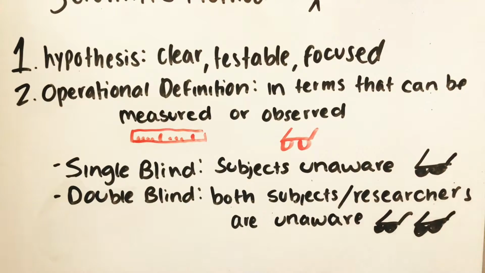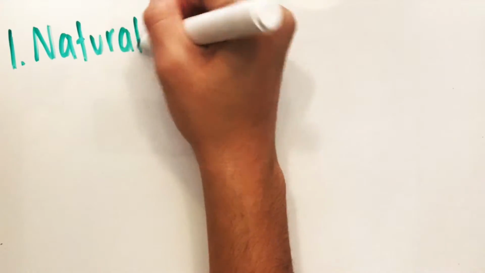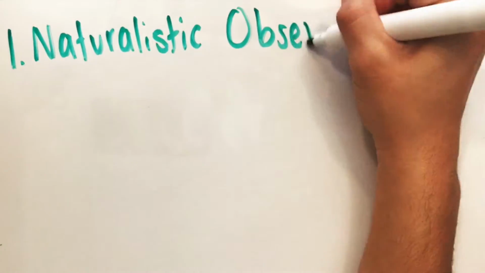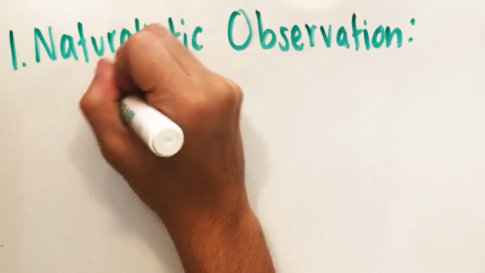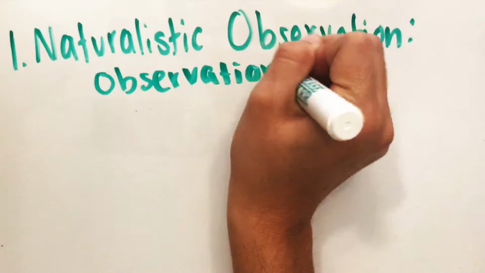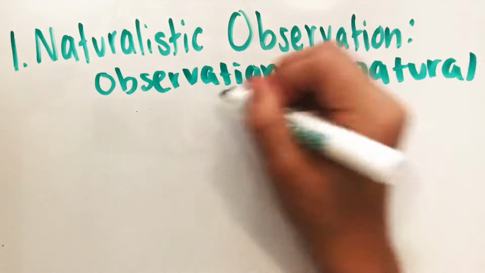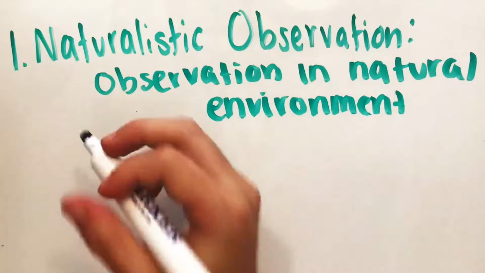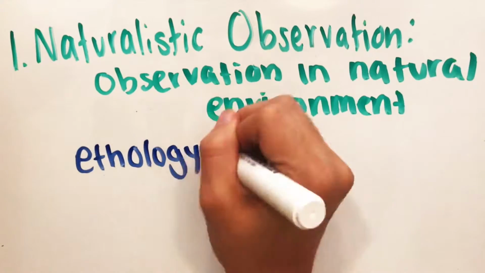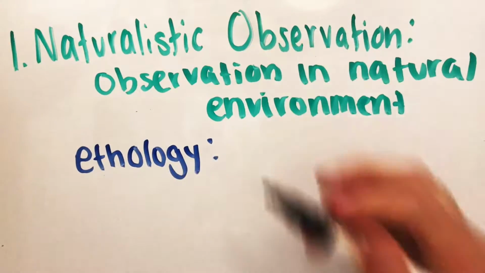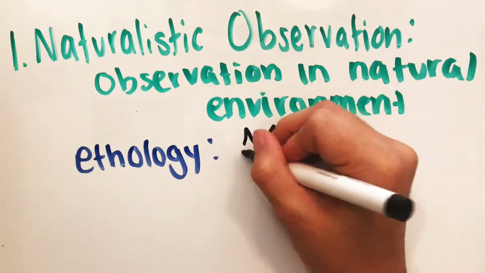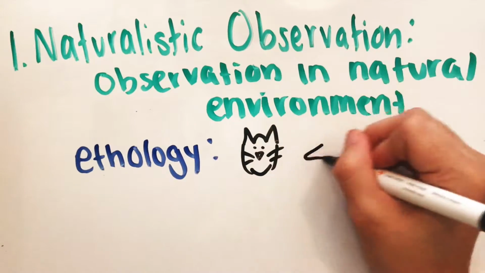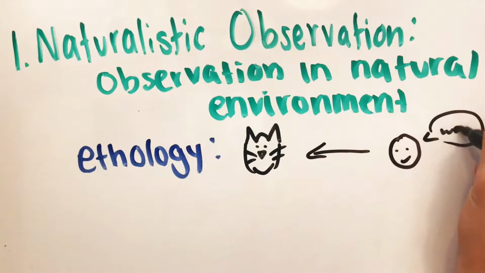The next thing we will be discussing is methods of psychological research. First, we have naturalistic observation. Naturalistic observation is where subjects are observed in their natural environment, and researchers try not to interfere and to observe their natural behaviors, sort of like aggression. An example of naturalistic observation is ethology, the study of animals in their natural environment.